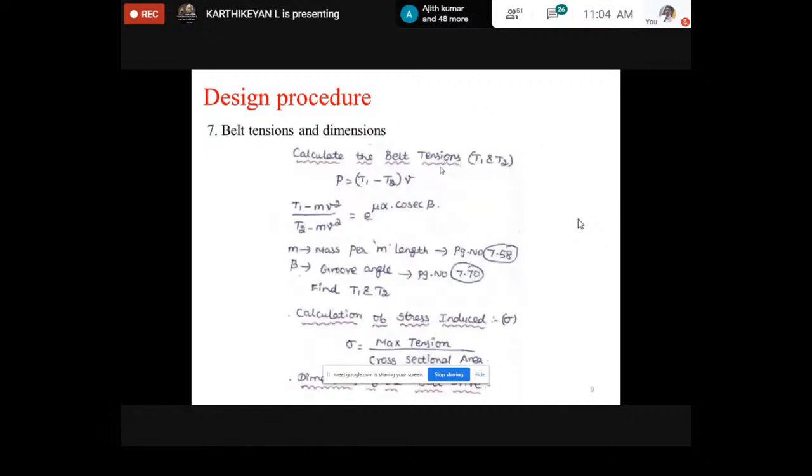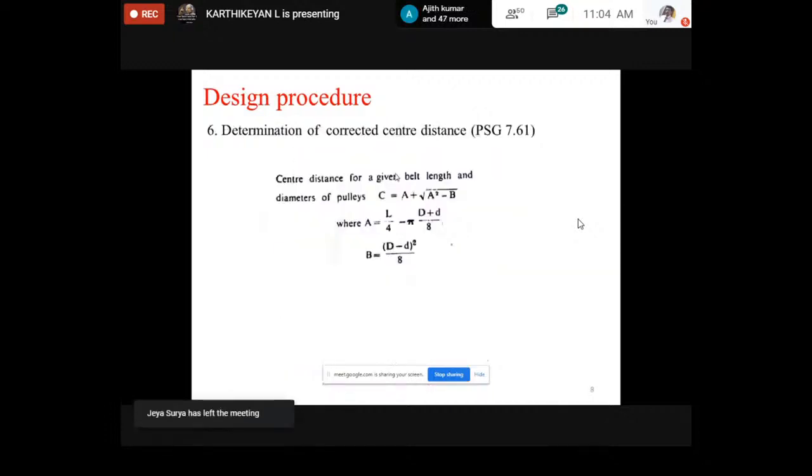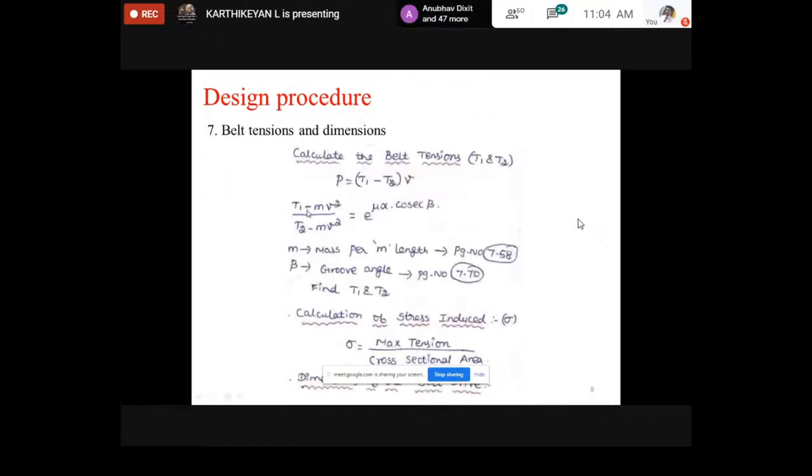In a general problem, you can limit your design steps up to the sixth step. If the problem has tension values and the objective is to calculate the dimensions of the V-belt, you may proceed with the seventh step. This was already discussed. Belt tensions and dimensions: power is equal to T1 minus T2 into velocity, the linear velocity in meters per second, where T1 is the tension in the tight side and T2 is the tension in the slack side.